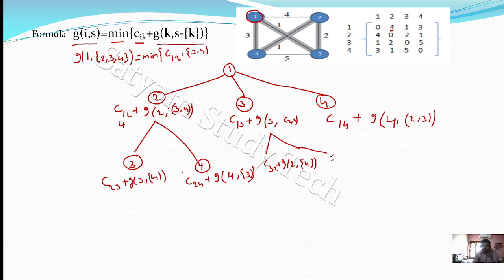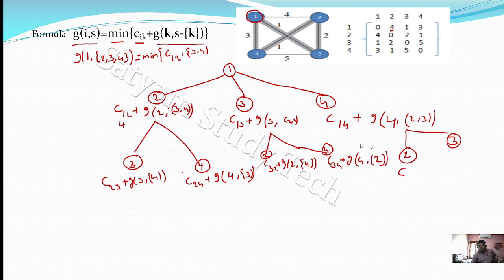Here you can see C of 3 comma, for example here it is 3 to 2, here it is 3 to 4. Like here it is C of 3 comma 4 plus G of, here consider the fourth vertex, here you can consider the fourth vertex 1 3 4, the remaining vertex is 2. So like that, expand this.